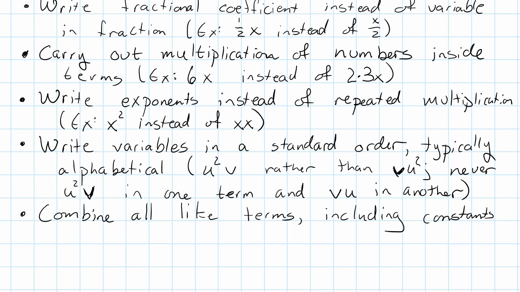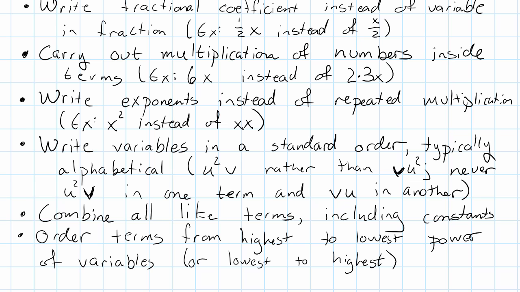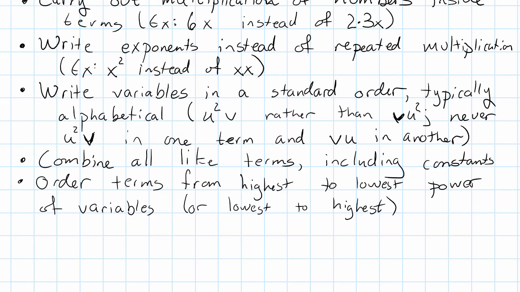Finally, we'll want to combine all like terms, including constants, and we'll order the terms either from the highest power of the variables to the lowest, or from the lowest to the highest. Okay, this seems like a lot of rules to remember, but after a very small amount of practice, all of this will come naturally.